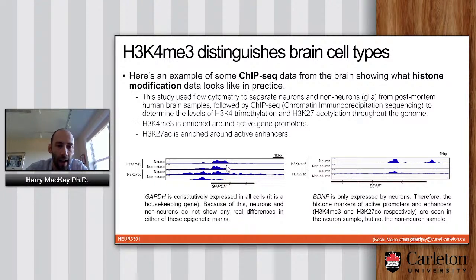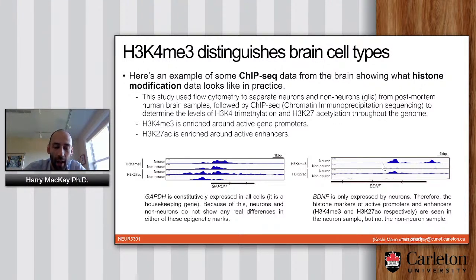We'll leave that for now. But just on the top 2 rows, you see that there's about equal levels of this across the GAPDH gene in both neurons and non-neurons. Now, compare and contrast that to the gene BDNF. BDNF is brain-derived neurotrophic factor. That's only made by neurons. So this is a gene that is not expressed by glia. And what do you see here?